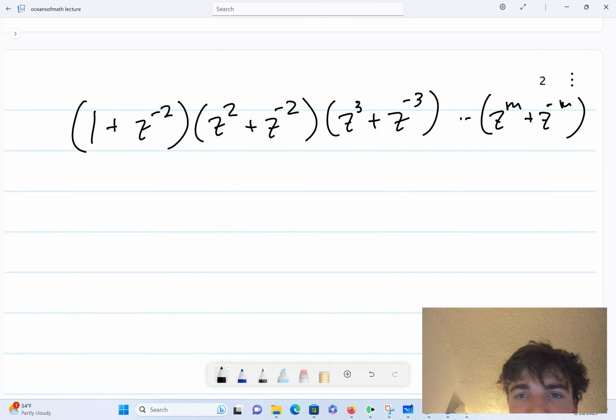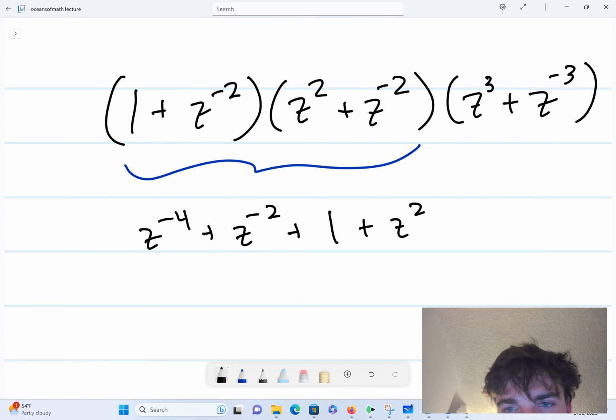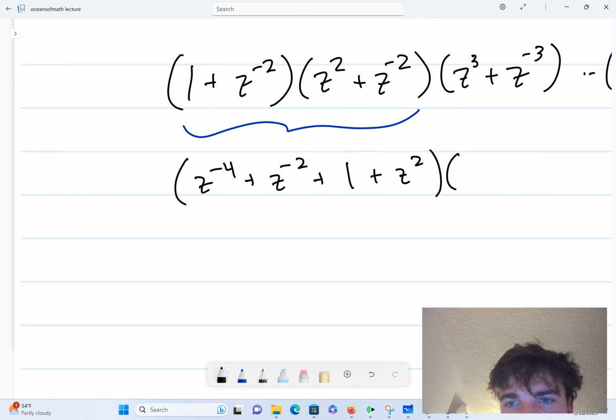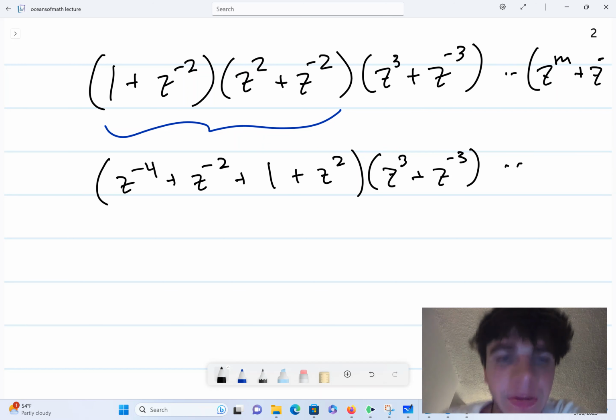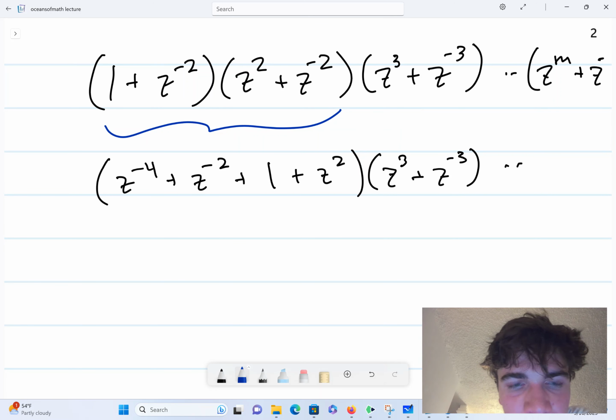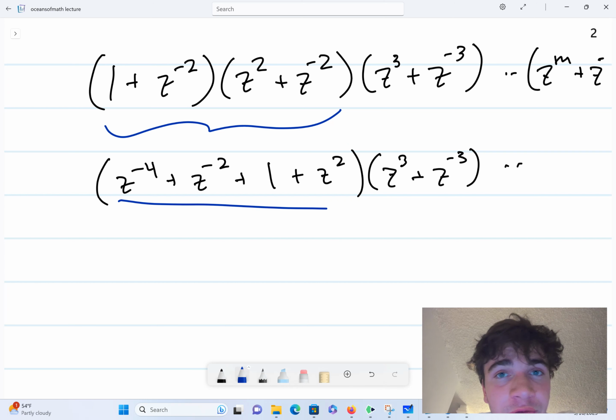Okay, so hopefully you were able to make some progress on this. A good way to start is just to expand this first term. So expanding this first term, we find that we're going to have z to the minus 4 plus z to the minus 2 plus 1 plus z squared. Okay, and then I'm multiplying this by z cubed plus z to the minus 3, dot dot dot. And so immediately I see that for the case m equals 2, which is this term here, I do not have a 1 over z term that's non-zero. And so the case m equals 2, like we predicted earlier, is going to be 0, which is a good sign.